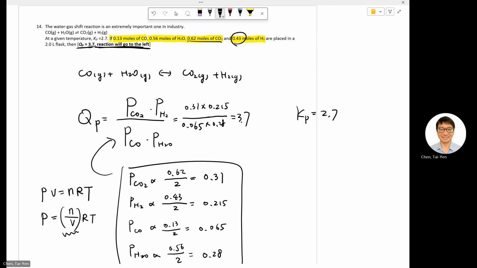Any questions so far? If not, let's recap this question. This type of question typically gives you a lot of information about every individual piece, and then gives you the value of K. In your options A, B, C, D, you're going to see a term called Q. That is a standard question that wants you to compare your Q and K. If your Q is larger than K, it means you have too much product. You want to minimize product, so you move to the reactant side.